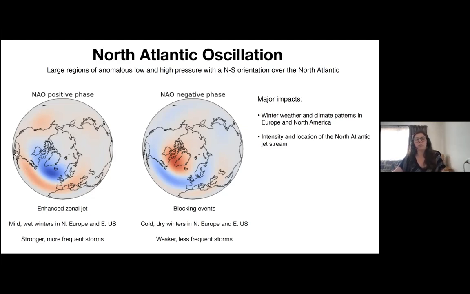And it also brings mild or wet winters in Northern Europe and the Eastern US, whereas in the negative phase, you have the opposite effect.